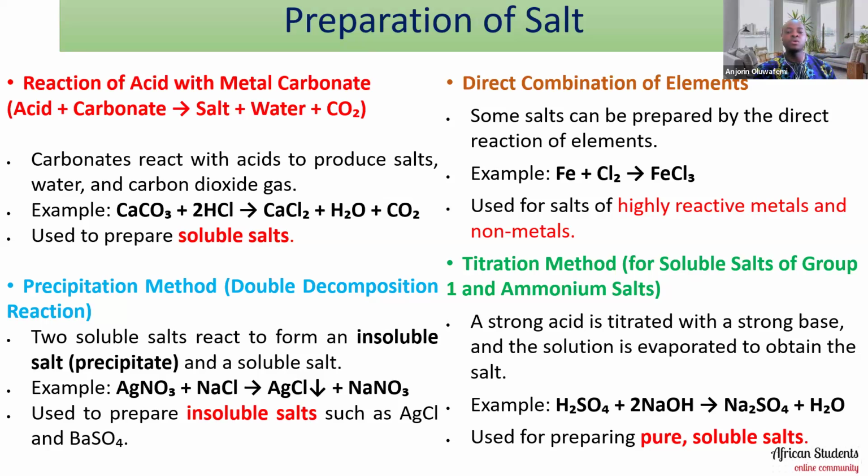We can also prepare salt by the titration method. This is for soluble salts of group 1 and ammonium salts. So a strong acid is titrated with a strong base, and the solution is evaporated to obtain the salt. Example, H2SO4 plus NaOH, and you have the salt being produced, and this is used for preparing pure soluble salt, okay, all right.